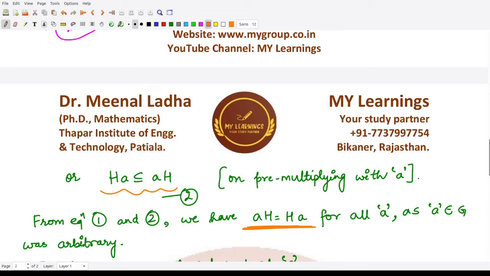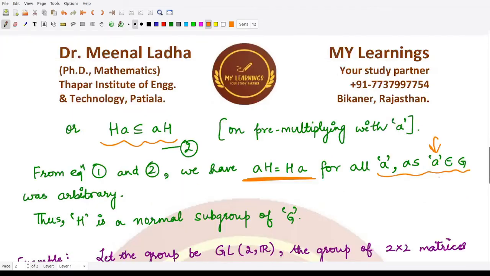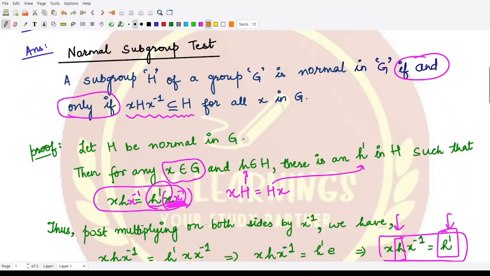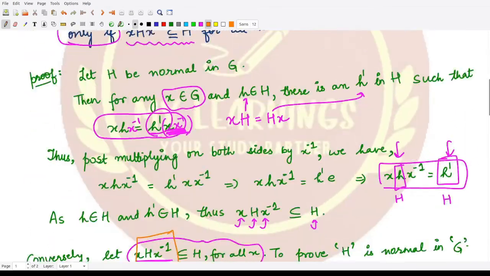That means for any member A, which is a member of G, taking this to be the coset representative, the left coset is equal to the right coset. And this thing is true for all the members of G because A was taken to be an arbitrary member. Hence, H is a normal subgroup of the group G. Right? So this is the proof of this result. Now let's have a look at its application.